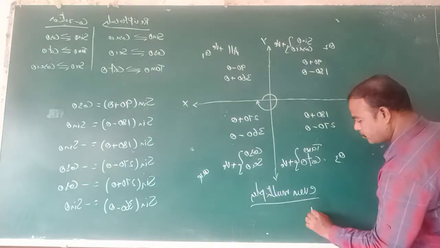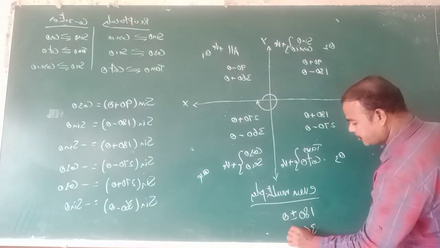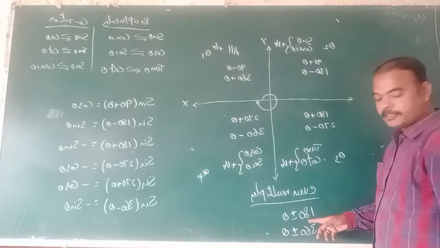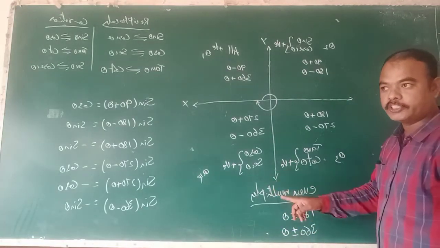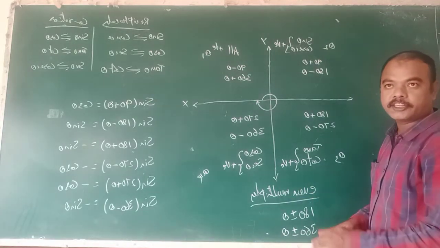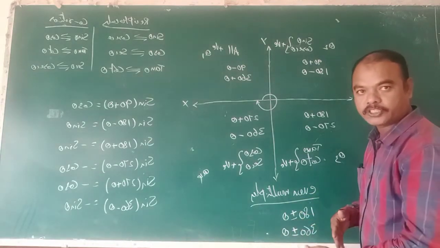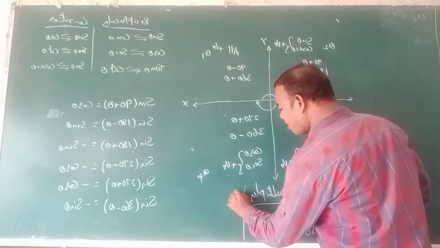So even multiples, that is 180 plus or minus theta, and 360 plus or minus theta. 180 is 90 into 2, and 2 is even, that's why we call them even multiples. 360 is nothing but 90 into 4. So 4 is even, that's why we say these are even multiples.